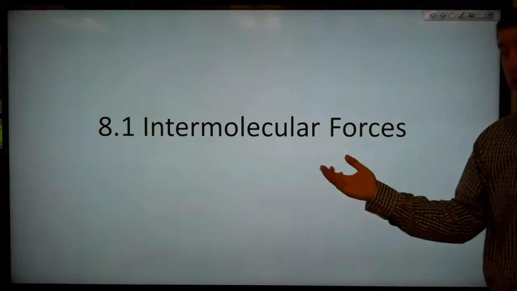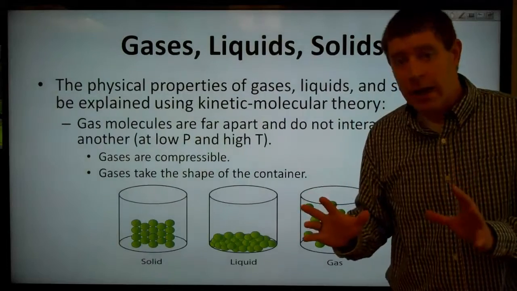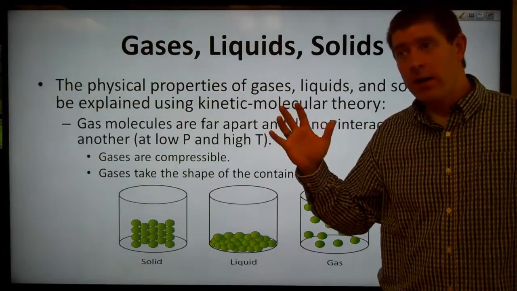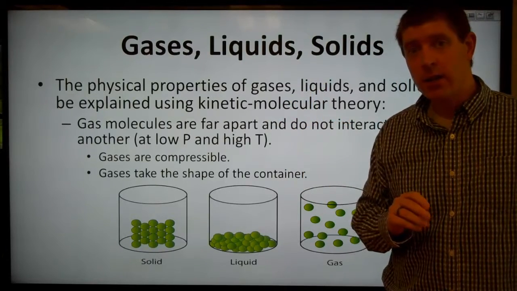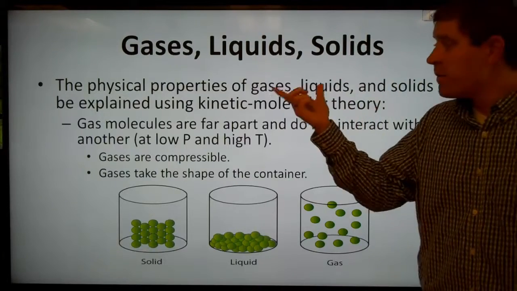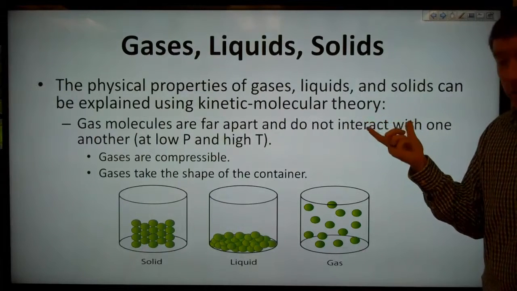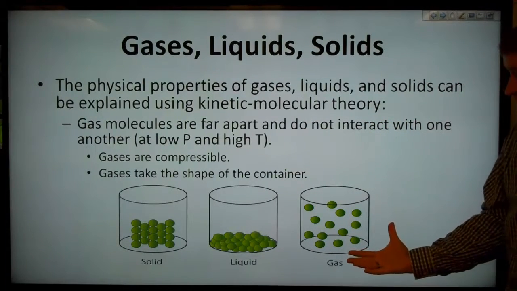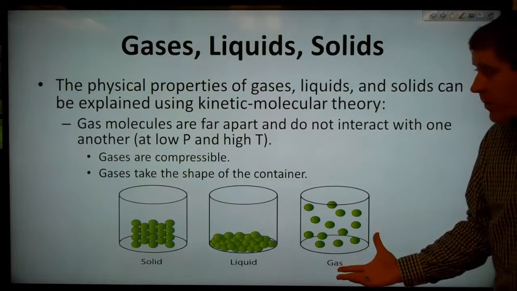Welcome to Intermolecular Forces. So, we've talked a little bit about gases, and we need to know why gases don't always act ideally. And we also want to then look at liquids and solids. So, the physical properties of gases, liquids, and solids can be explained using kinetic molecular theory. Gas molecules are farther apart and don't interact with one another at low pressure and at high temperature.